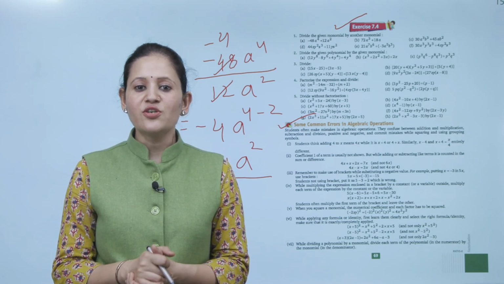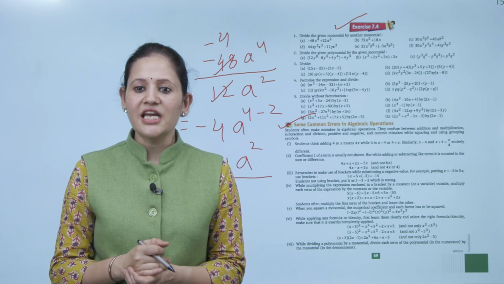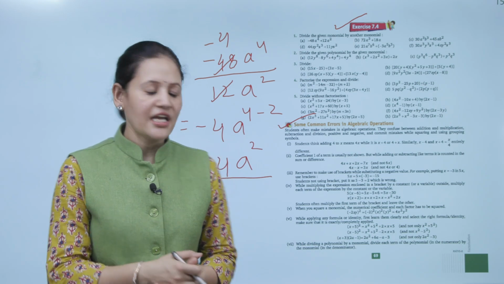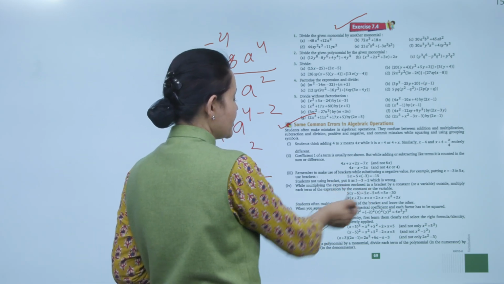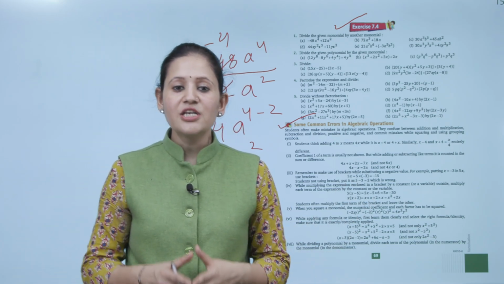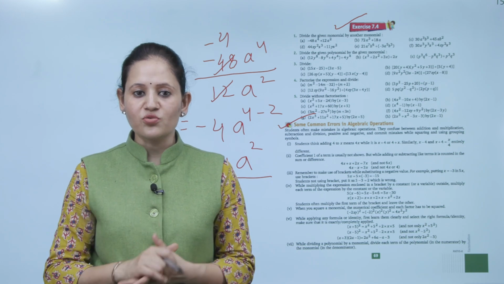Remember to make use of brackets while substituting a negative value. For example, putting x equals minus 3 in 5x, use brackets like here. 5x equals 5 into (minus 3), that is equal to minus 15. Clear? Students not using brackets put 5 minus 3, which is equal to 2, and that is wrong.